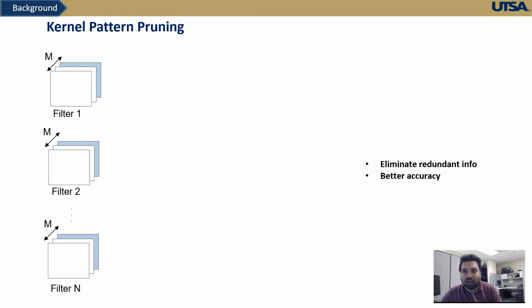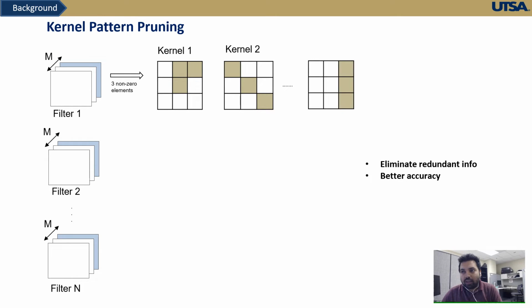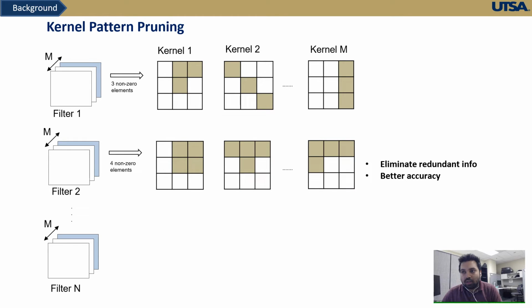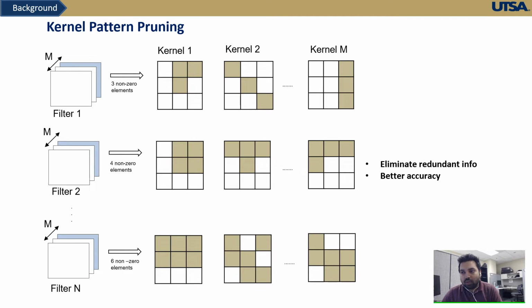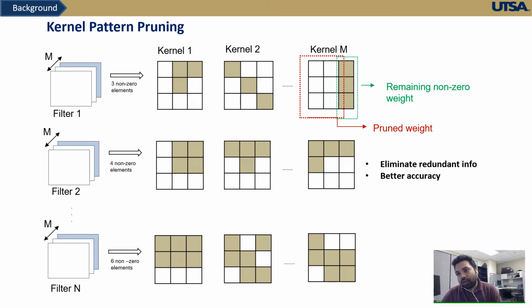For example, these are the weights of a convolutional neural network, which consists of several filters, and every filter consists of several kernels. Now, if we take a single kernel and apply 3-entry pattern pruning, we can have different shapes. This is one shape, and the shape can be like this or like this. And if we apply a 4-entry pattern, the shape can be like this or this. And if we apply a 6-entry pattern, the shape can be different. So the important part is this is the pruned weight, and these are the remaining non-zero weights of a kernel.